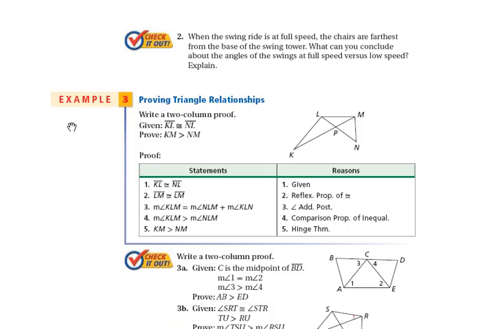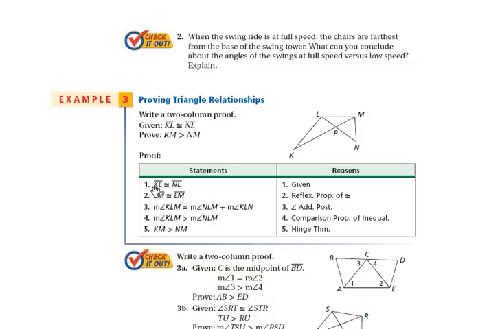And then Example 3 is showing proving triangle relationships, writing a two-column proof. We're given that KL is congruent to NL, and we're supposed to prove that KM, which is this length here, is greater than NM. And again, we can use our triangles here in some of our theorems to show this.